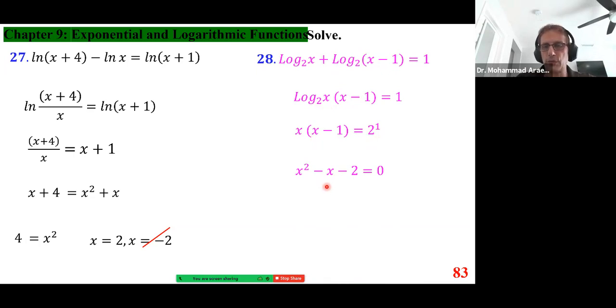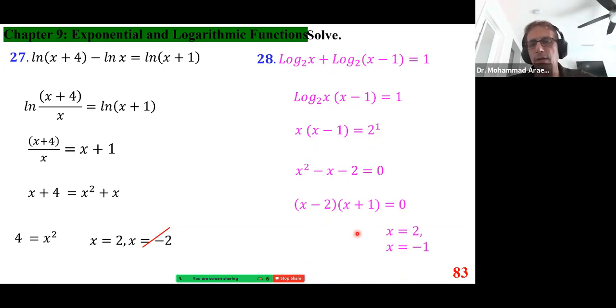Results in x minus 2 times x plus 1 equals 0. This gives us 2. This gives us negative 1. We go back to the original function. Negative 1 makes the first one undefined, so that's out. You don't even have to check with the second one.